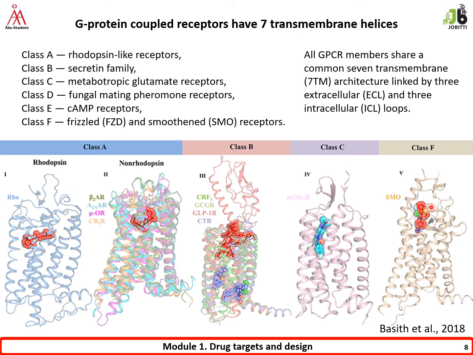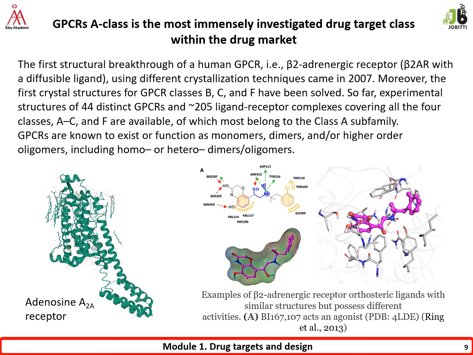Upon ligand binding, GPCRs activate at least one of 2 signaling partners, namely heterotrimeric GTP binding proteins, or G proteins, or beta-arrestins, and mediate signal flow via modulation of various downstream effectors. Class A GPCRs are the most immensely investigated GPCR drug target within the drug market due to their centrality in diseases, structural availability, and relative ease of accessibility.